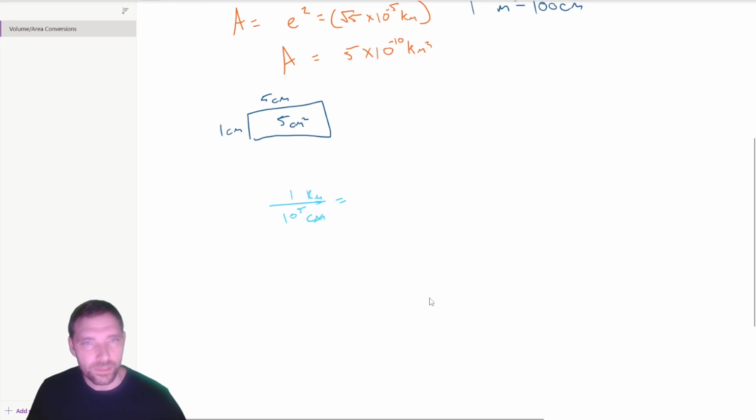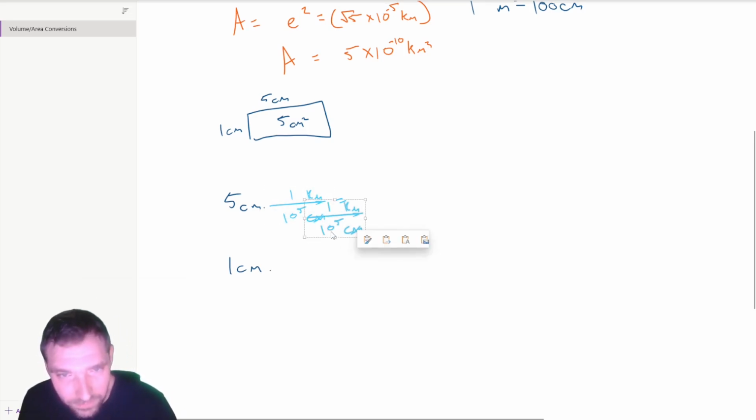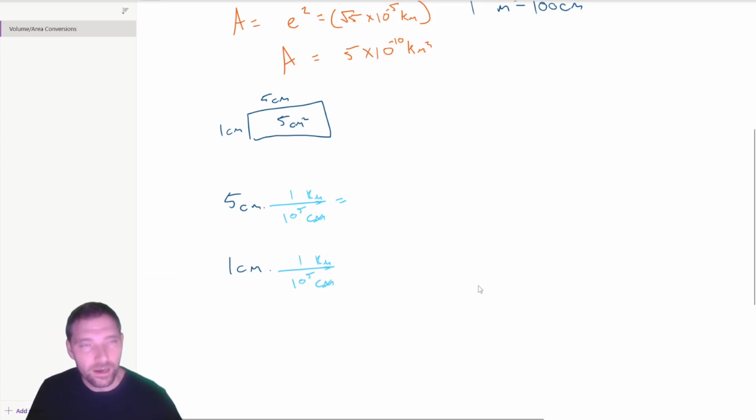But now we're starting with the 5 centimeters and the 1 centimeter. So you do have to think about this twice in a sense, but it's the same conversion. So I think you're probably seeing how this works. I'll just work through it just to make sure it's clear.